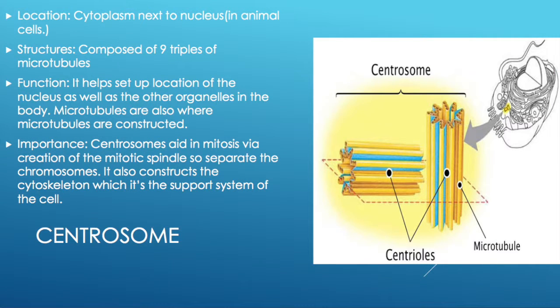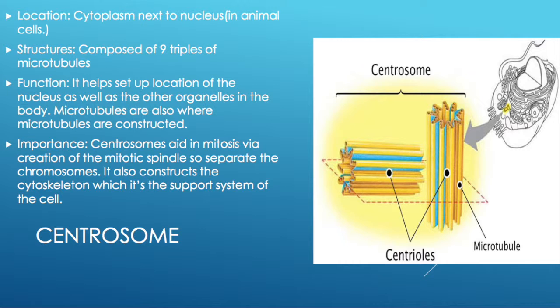Next up is the centrosome. The centrosome is located in the cytoplasm, and its function primarily is to help set up the location of the nucleus as well as other organelles in the body. The importance of centrosomes is that besides setting up the location of the nucleus and other organelles, they aid in mitosis via the creation of the mitotic spindle. The mitotic spindle allows it to separate the chromosomes, which is very important in our creation.